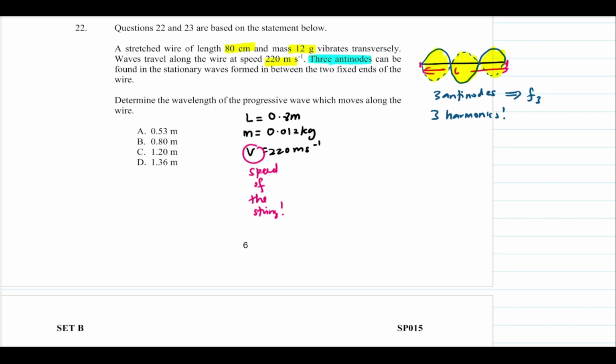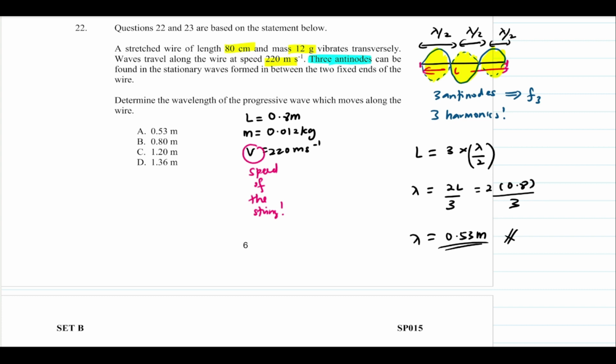Okay, daripada sini kita tahu ini adalah L. So ini adalah lambda over 2. Ini another lambda over 2. Ini another lambda over 2. Okay, so kita boleh kata L is equal to 3 kali lambda over 2. So that lambda is equal to 2L over 3. So kita boleh terus kira sahaja. Okay, where lambda is equal to 0.53 meter. Okay, so the answer is A.